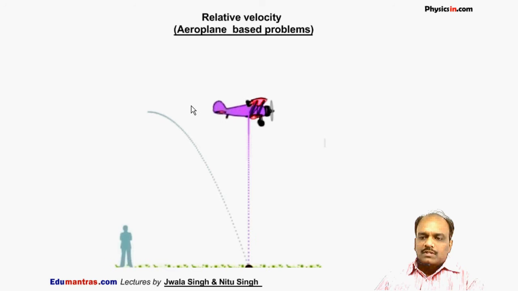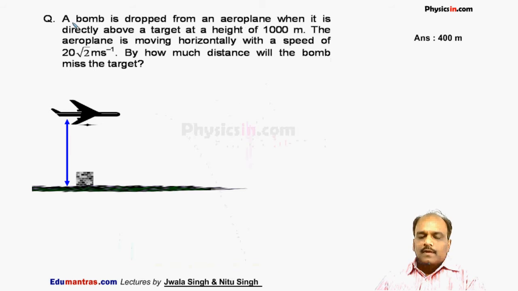Now based on this video, we have to solve some questions of this aeroplane and bomb problem. Now see, a bomb is dropped. This is the first question. A bomb is being dropped from an aeroplane when it is directly above a target at a height of 1000 meter. The aeroplane is moving horizontally with a speed of 20 root 2 meter per second. By how much distance will the bomb miss the target?